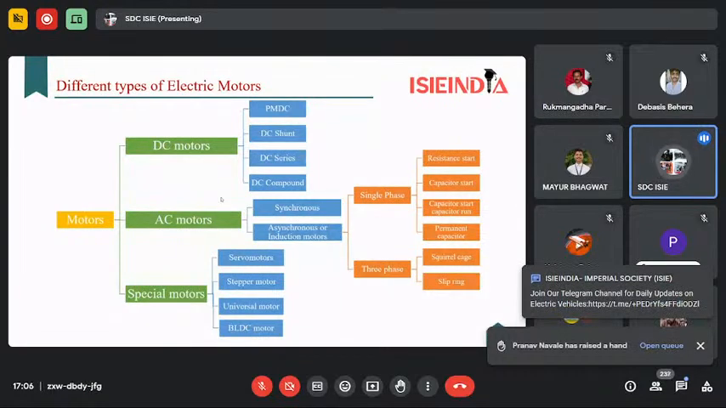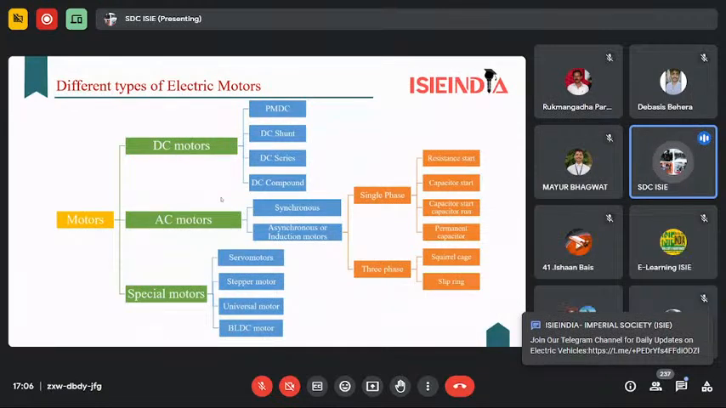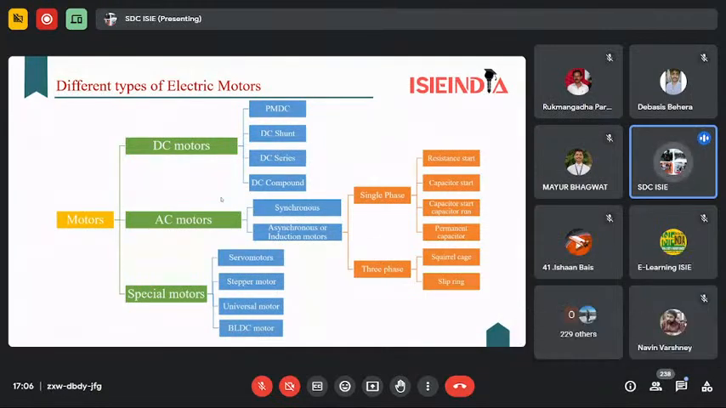The motors which run on AC power supply we call AC motors, and they are of two types: asynchronous and synchronous motors. A synchronous motor provides a fixed speed, whereas induction motors have variation in speed, and they work on the basis of the induction process. We have also categorized special motors.